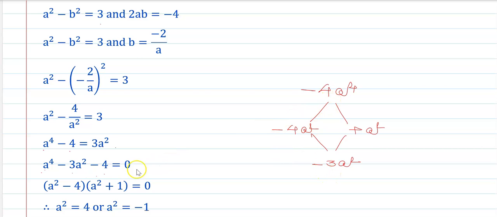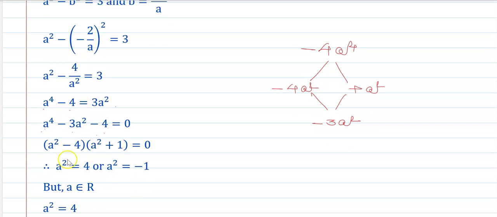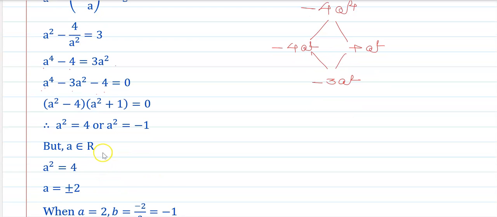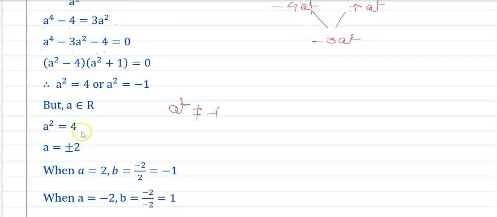Product is this, and therefore the factors are (a square minus 4) into (a square plus 1) is equals to 0. Therefore a square is equals to 4, or a square is equals to minus 1. Again a belongs to set of real number, and hence a square is equals to minus 1 is not possible, and hence a square is equals to 4. Again we will take the square root, so what will it be? a is equals to plus or minus 2.